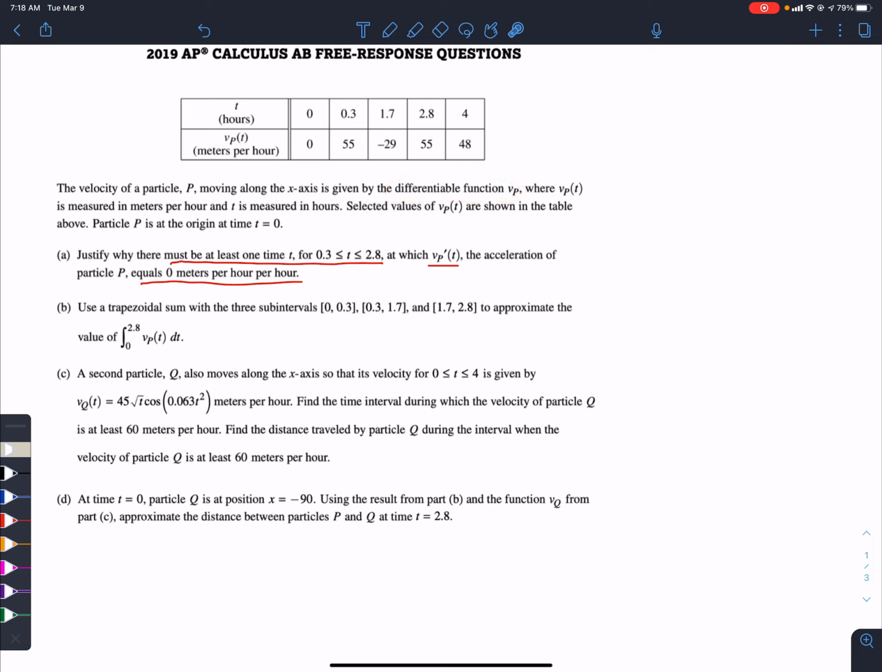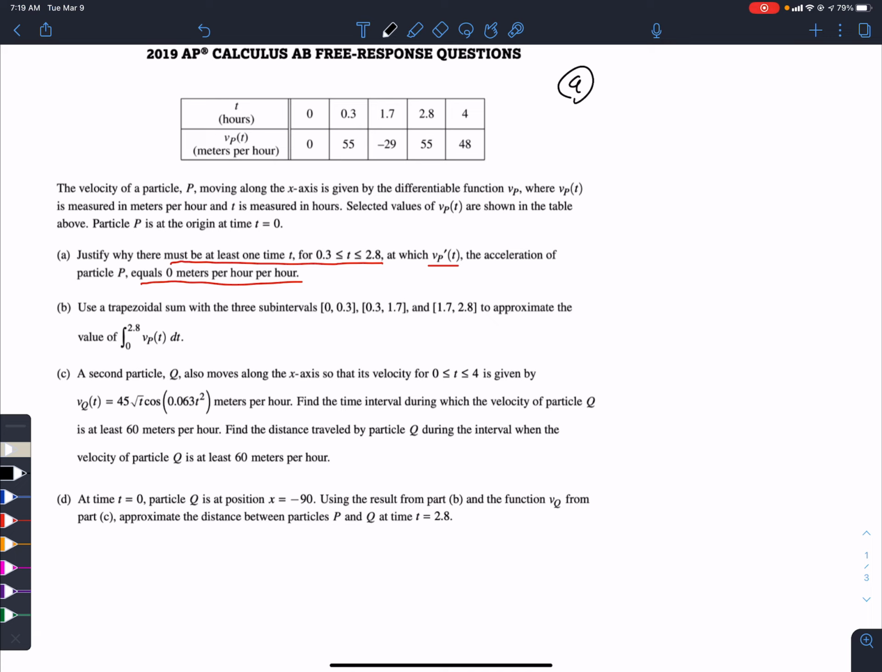The other type is where you have your function and you want to prove its derivative must equal something, and that's what we have. We want to prove that the derivative of v must equal 0 between 0.3 and 2.8. This is the mean value theorem problem, part A. For the mean value theorem to work, you must have a differentiable function on the open interval and a continuous function on the closed interval.